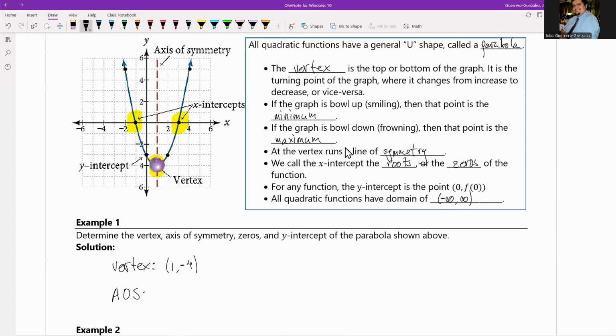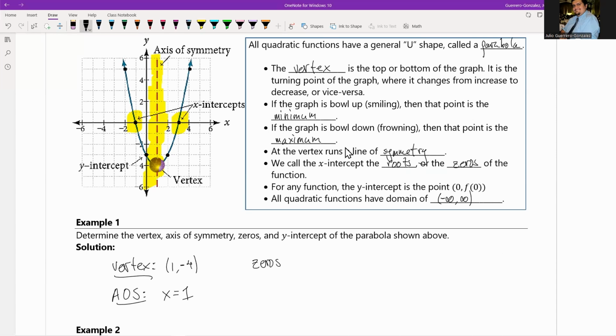Axis of symmetry. We want to identify this red line, if you guys can see it. That red line is going to be, hopefully you remember this from when we did lines, x equals 1. Whenever we want a vertical line, that's going to be x equals whatever x value it goes through.